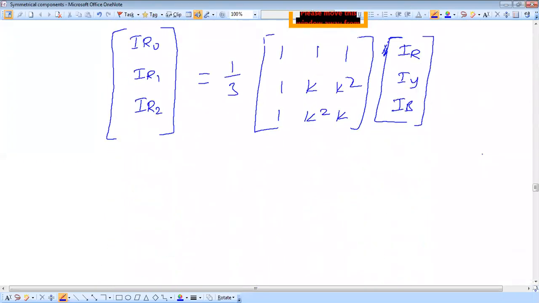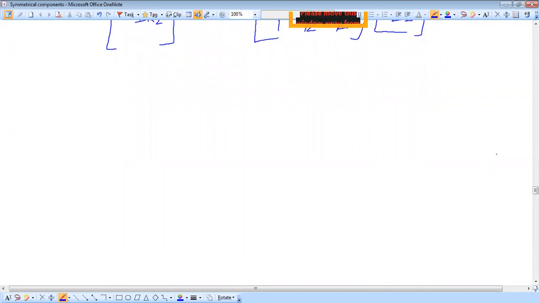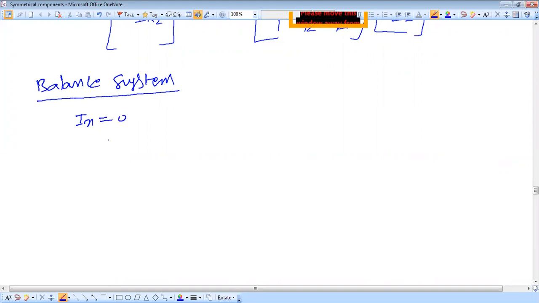Next, we are going to discuss the current in the balanced system and the unbalanced system. Suppose in the balanced system, what is the neutral current we are going to derive? What is IN? We know that IN equals 0. Now how does IN become 0? We can prove that here.